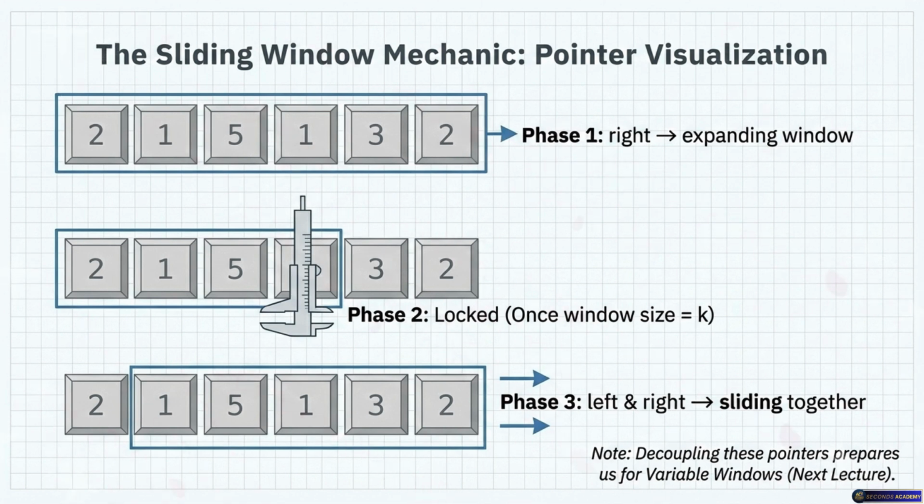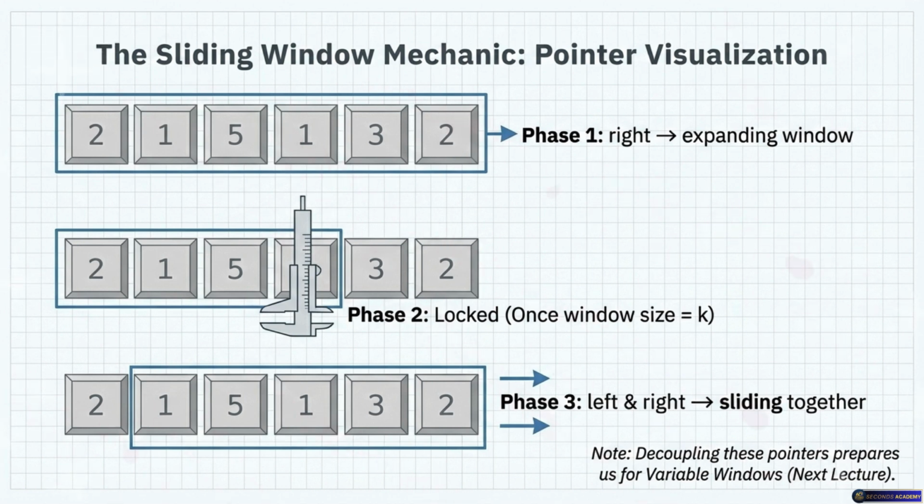Okay, so right brings data in. Yes, and simultaneously you have a left pointer shrinking the window, identifying the elements left behind. Once your window reaches that required size of k, both the left and right pointers just move forward together in parallel. Okay, I want to challenge that visualization slightly.